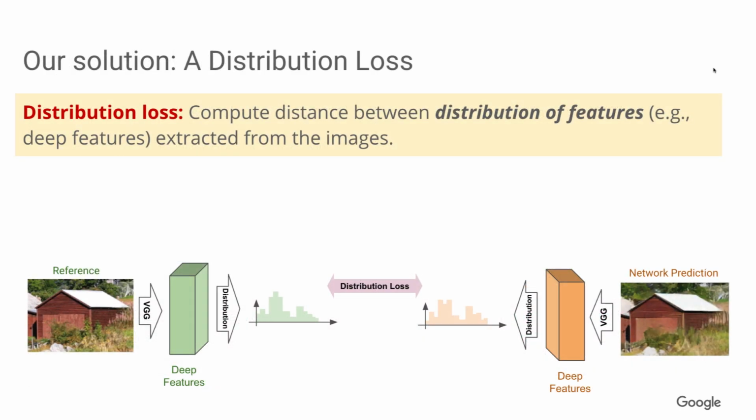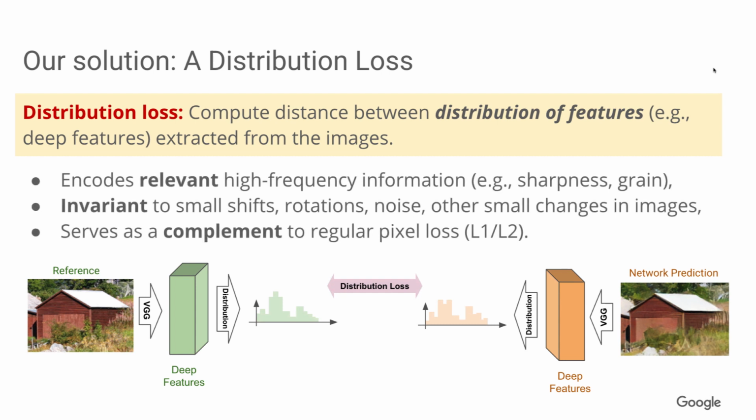Our solution is to adopt a loss function that penalizes the distance between deep feature distributions from the network predicted image and the reference one. The distribution of deep features encodes relevant high-frequency information, such as image sharpness or texture grain, while being invariant to small shifts, noise, and other small changes present in images. The distribution loss serves as a complement to a regular pixel loss.